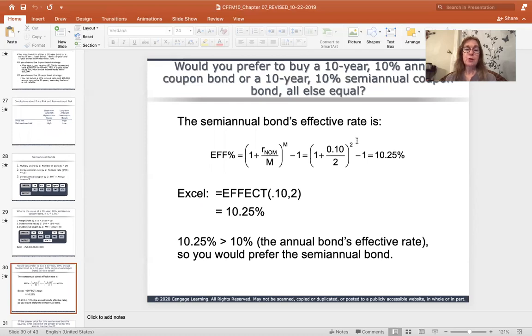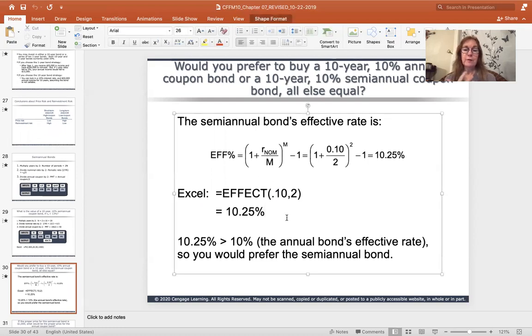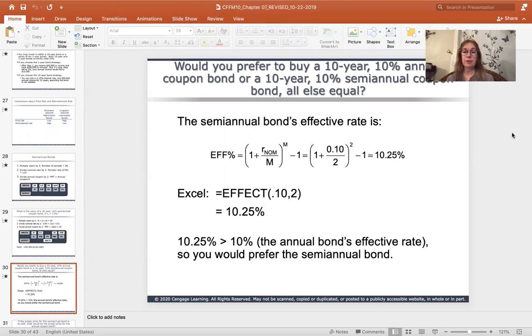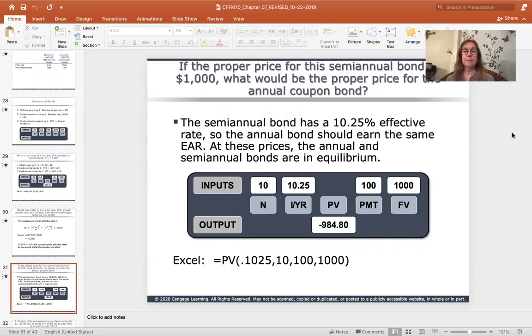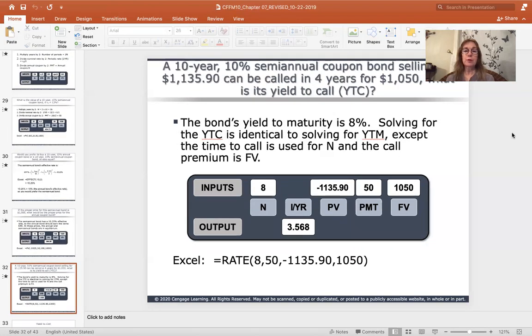Okay, and you can skip this, but they're just showing you that effective annual rate from chapter 5. If you had a semi-annual coupon bond paying you 10%, you're actually making 10.25% because it's being paid semi-annually. And then they're just going over some more examples here.